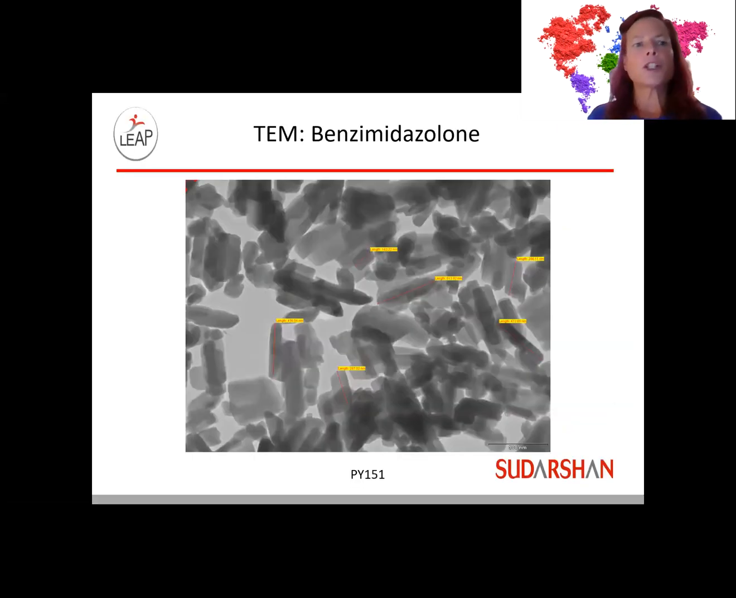As far as the crystal shape, the Pigment Yellow 151 is more rod-like in shape, as can be seen in this TEM, where the length far exceeds the width of the crystal.